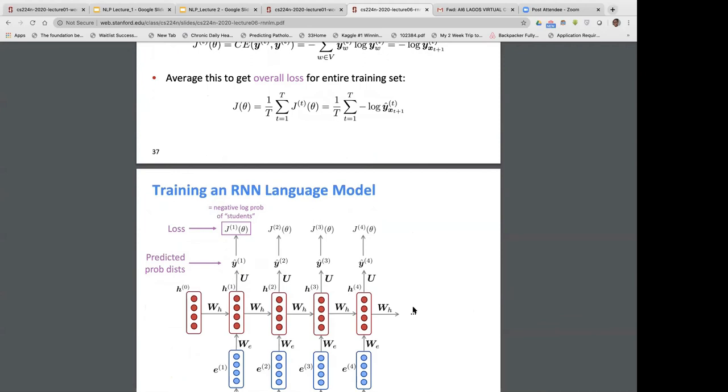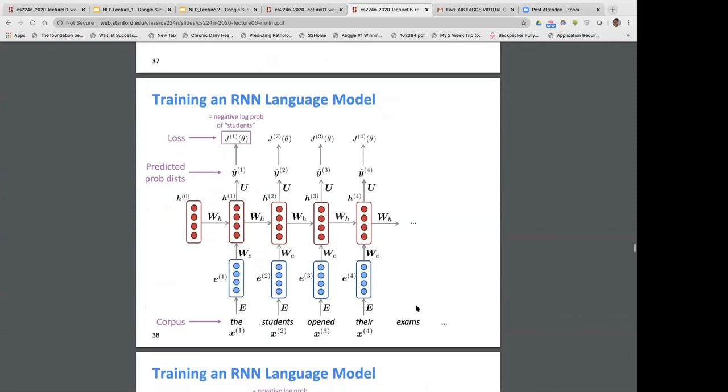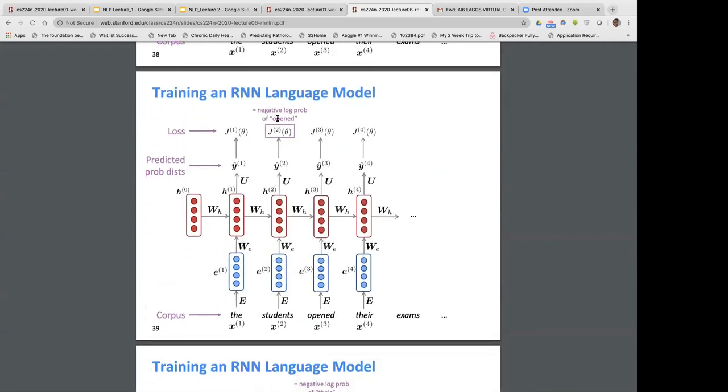You do this for the entire training set to get your overall loss. So you compute this over each time step. Just don't forget what you're trying to predict depends on what application you are using your RNN for. If you're using it for text generation, like in this case, the loss over J2 is what you've predicted in comparison to the actual prediction. So it goes on like that.